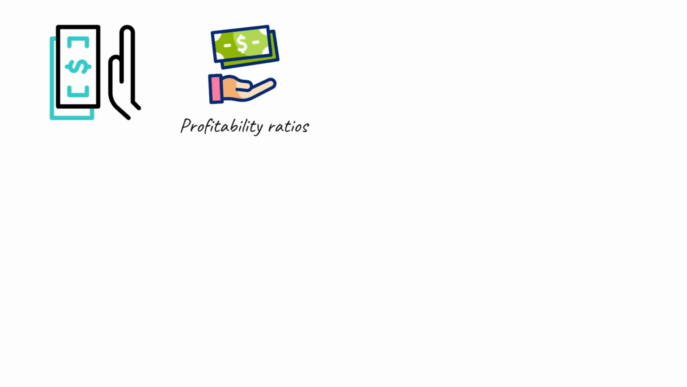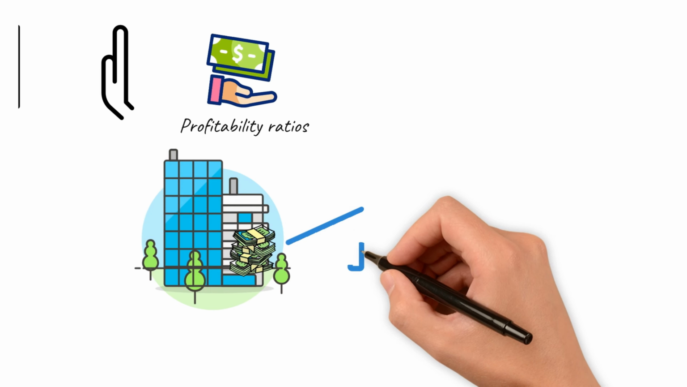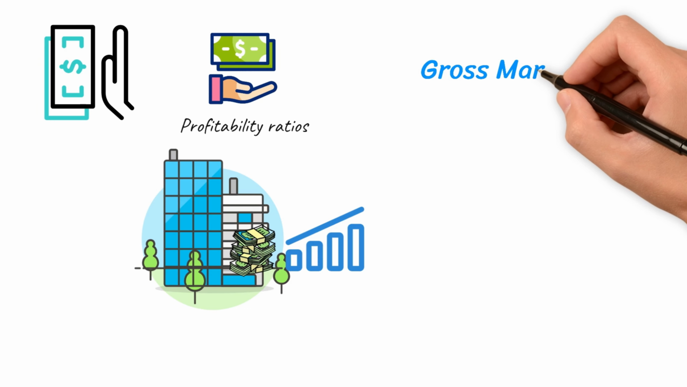You know what you're paying. Now let's find out what you're actually getting. Profitability ratios answer one question: is this company genuinely good at making money, not just at generating revenue, but at keeping some of it? Start with gross margin.